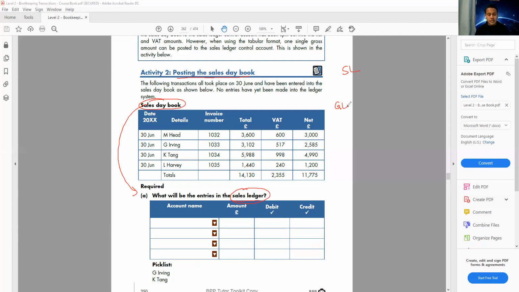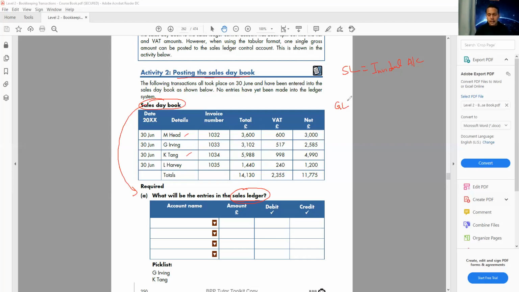Sales ledger means the individual customer, so an individual account. When I say sales ledger, I'm talking about one customer, only one credit customer. For example, if I say, can I have the sales ledger for M Head? Can I have the sales ledger for K Tang? I'm talking about only one customer.